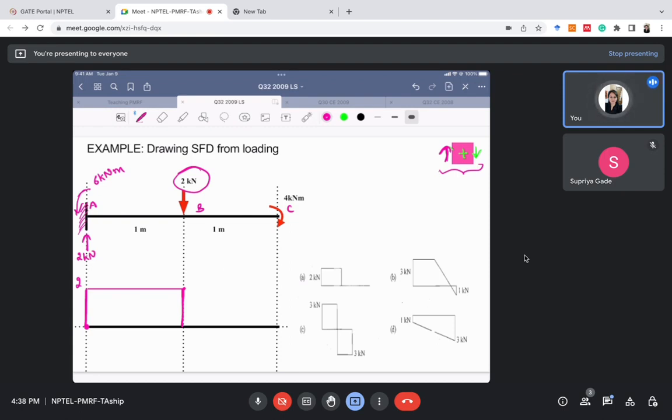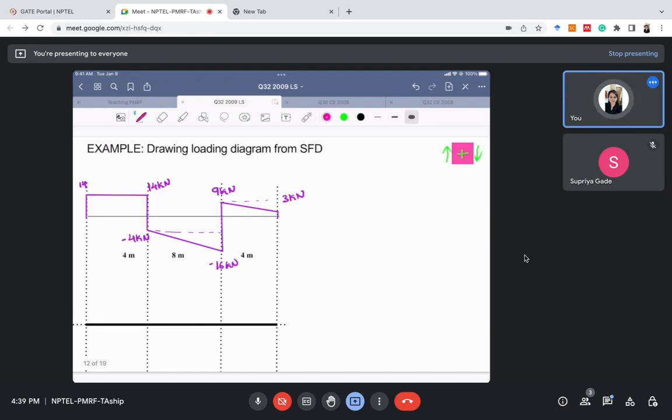You should keep that in mind. I've already discussed in the last lecture that a moment does not cause any effect on the shear force diagram. So at section BC, there is no point load or distributed load, and the moment does not cause any change in the shear force diagram. Therefore, there will be nothing here. It will remain 0. So the option matching our answer is option A. This is the correct answer for drawing the SFD.